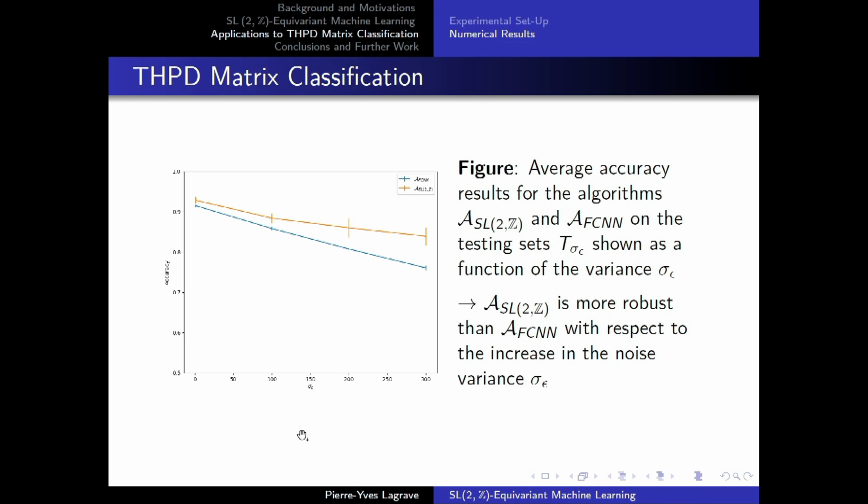On the x-axis, what you have is the level of the variance for the noise that we are considering, and on the y-axis, you have the accuracy of the networks. As you can see, both networks are trained on the same data set with a variance of 1. And what you can see is that in orange, the accuracy of our approach is higher than the one obtained with the fully connected neural network as we increase the level of variance. So we are more robust.